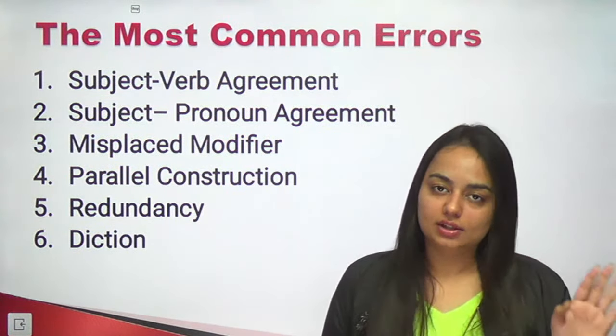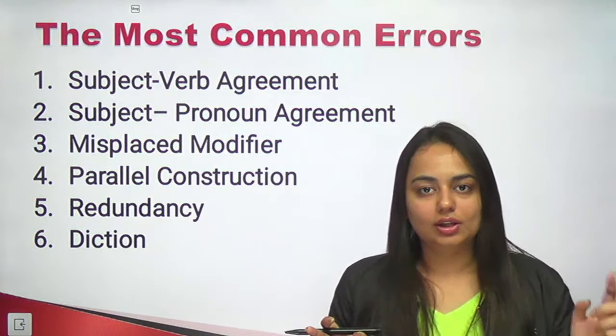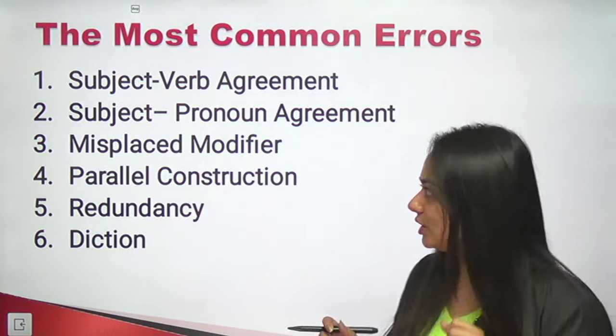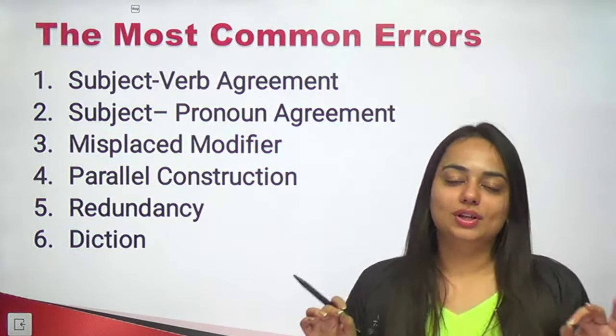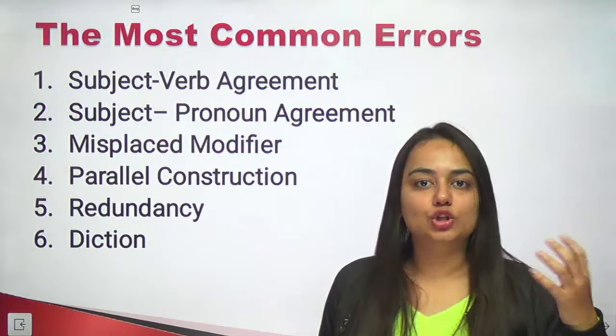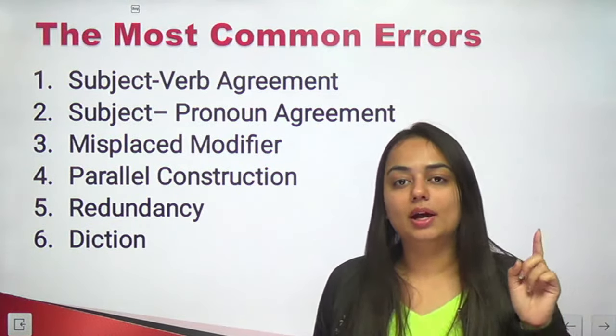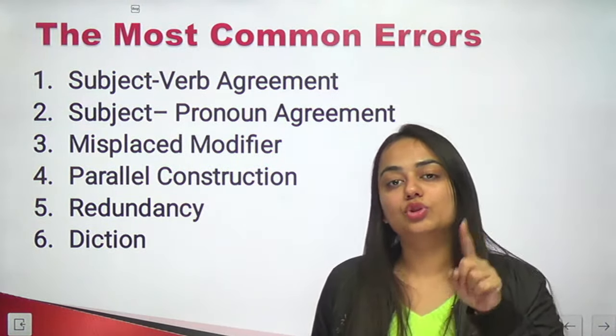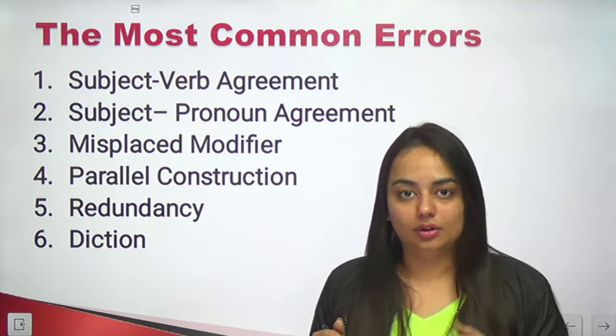If it's perfect, the subject and verb do agree with each other, then we move on to the next thing, which is subject and pronoun agreement. Now it's very simple. If I'm talking about a girl, let's say Shalina, I'll be using the appropriate third person pronoun, she, her, for the person, right?